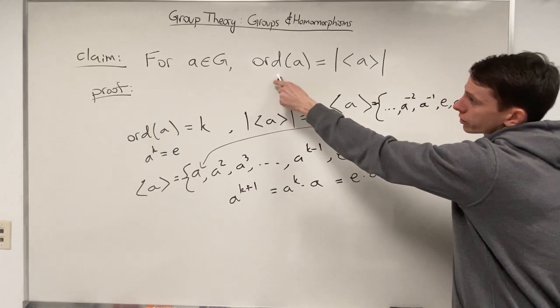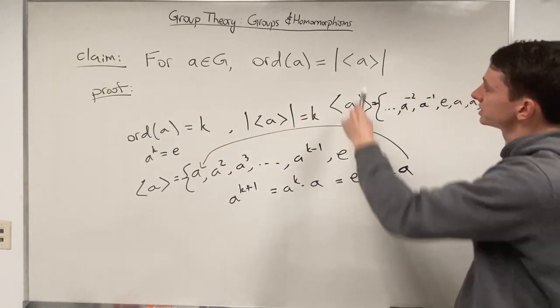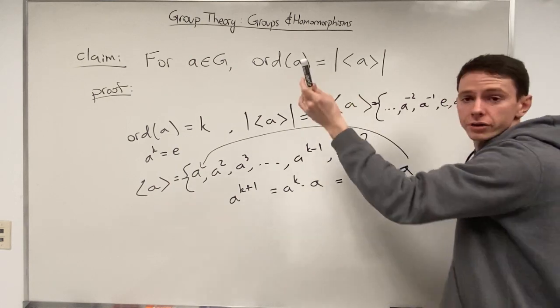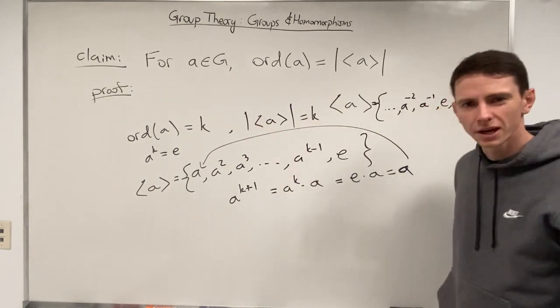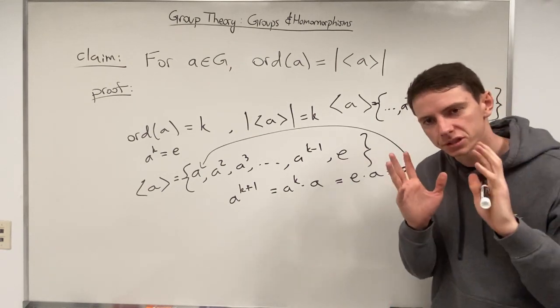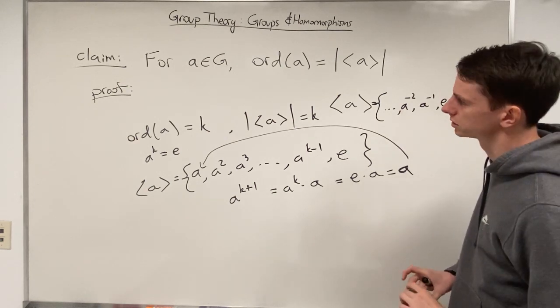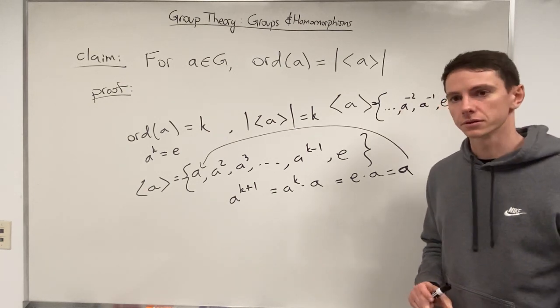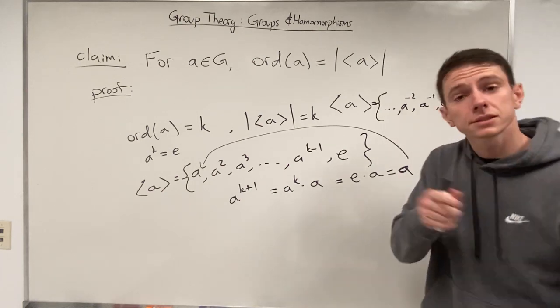Therefore, if the order of A is some finite value k, then the size of its cyclic group generated by A must also be that same size. A lot of stuff going on, but hopefully this makes sense. And I would recommend taking some time to pause and think about this if it doesn't. But yeah, let's keep going.